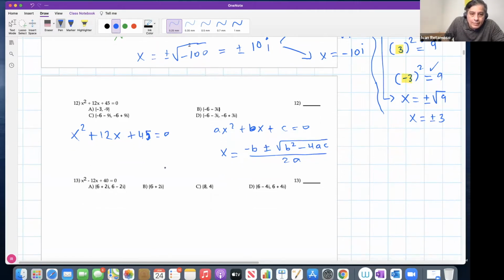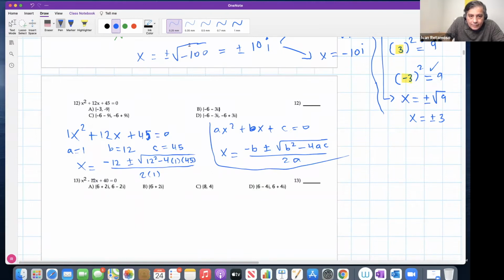All right, so let's apply the formula. A is equal to 1, invisible 1, B is equal to 12, and C is equal to 45. Now, if you put all this in your calculator, you will get minus B, minus 12, plus or minus the square root of B squared, 12 squared, minus 4AC, 4 times 1 times 45, over twice A, twice 1. But now, look at this, guys.